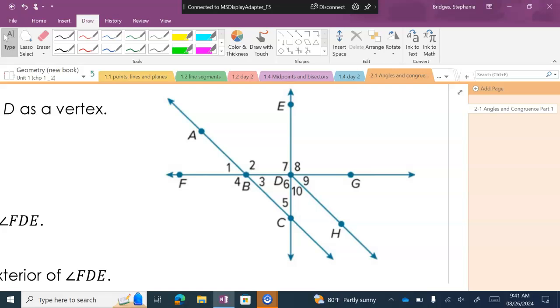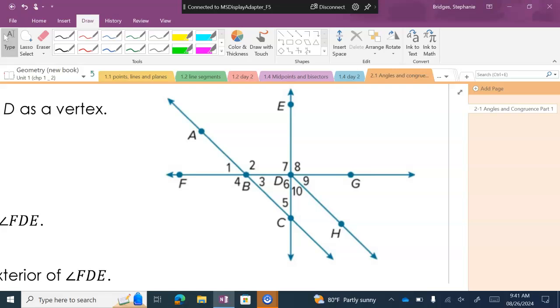Okay. So we're going to start by answering these questions. And the first question is, name all of the angles that have D as a vertex. Okay, so remember D is the corner here. You're going to name numbered angles. You don't have to worry about naming the letters. Name the numbers. So look for point D. And we want to name all of the angles that have D as a vertex, as that common end point.